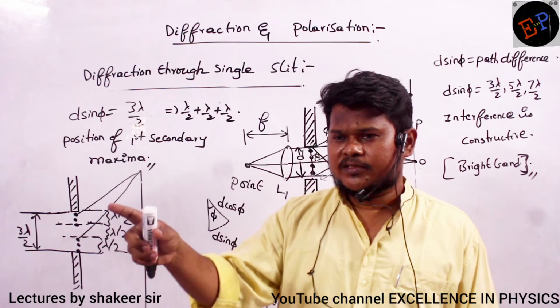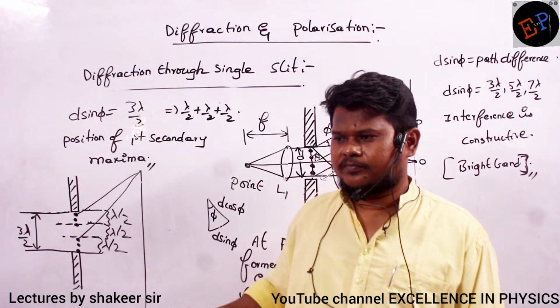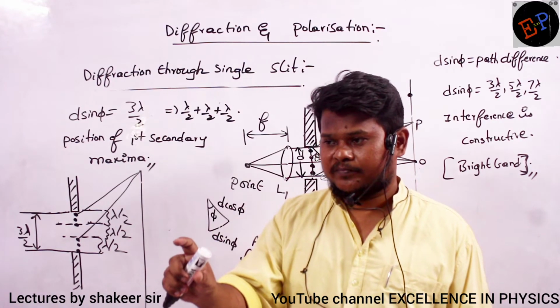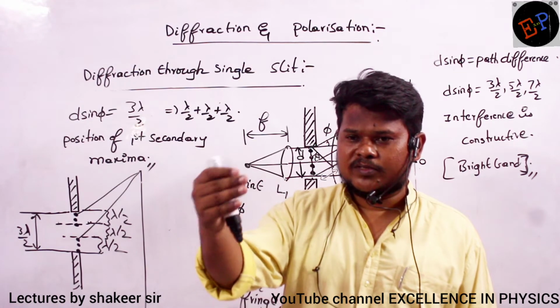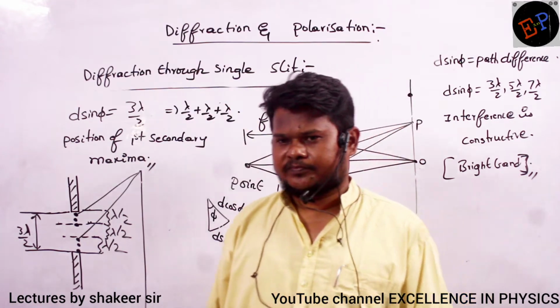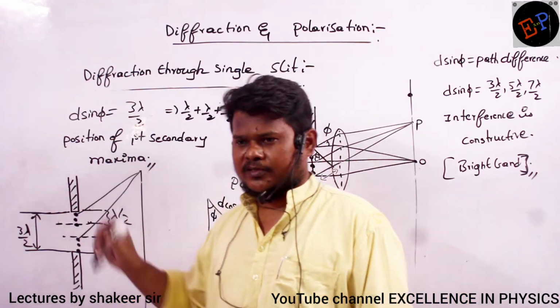But in the case of YDSE, all the patterns were uniform. But here it is not like this. Only the central bright fringe will be very bright, and if you go to the next one, brightness reduces. Next one, brightness reduces. So like this, brightness continuously reduces. Are you able to understand what is happening? This is the reason. Okay?